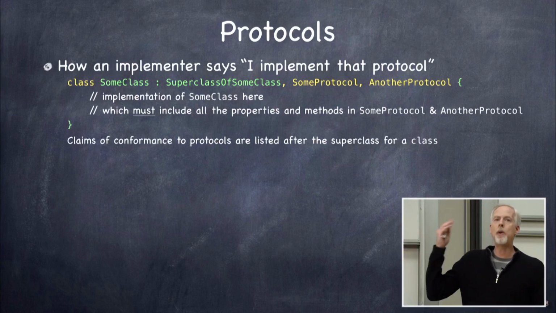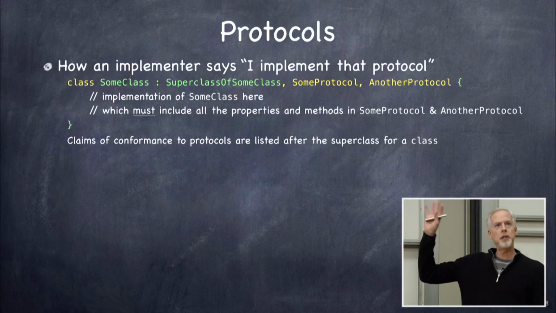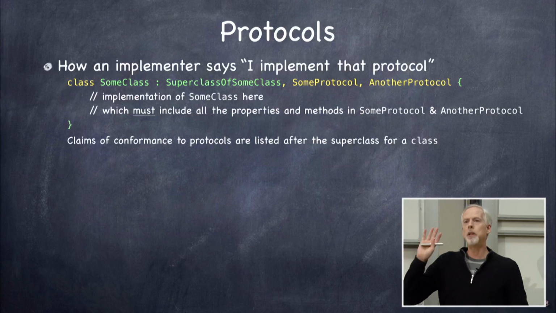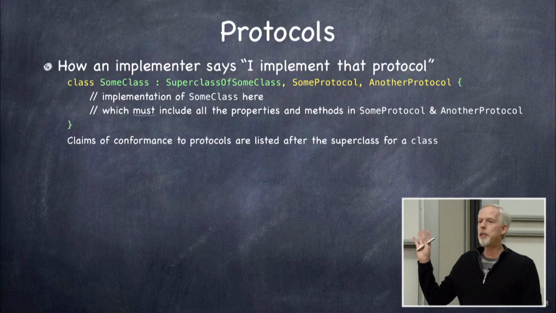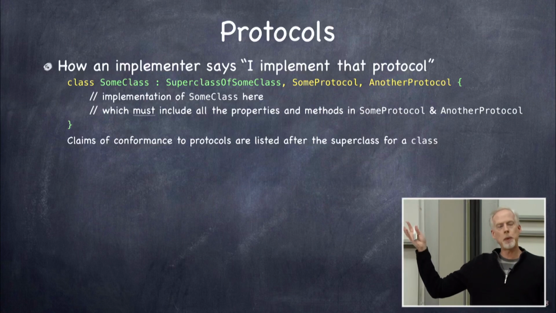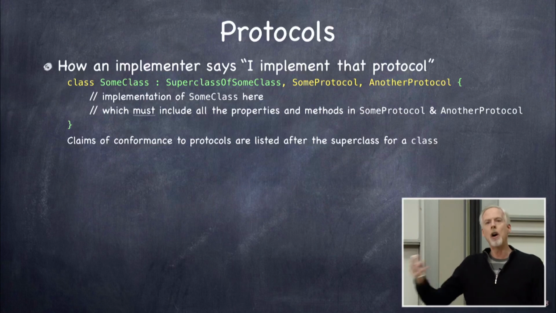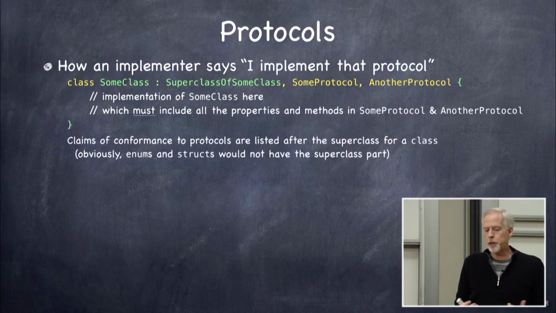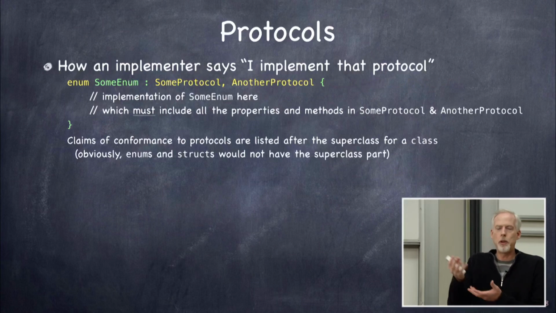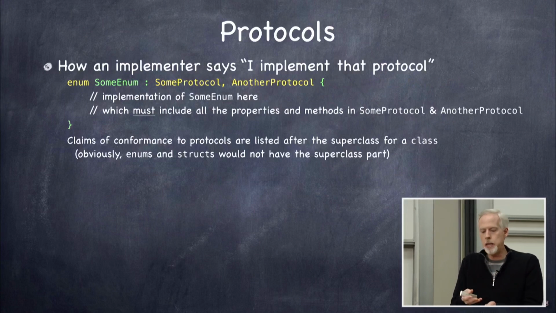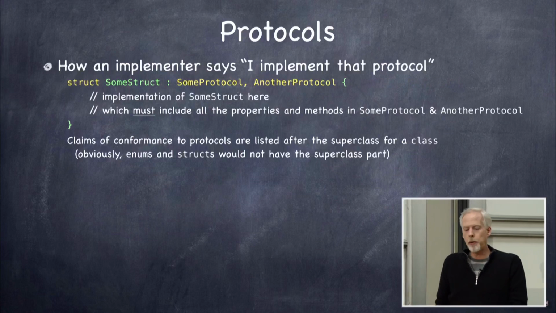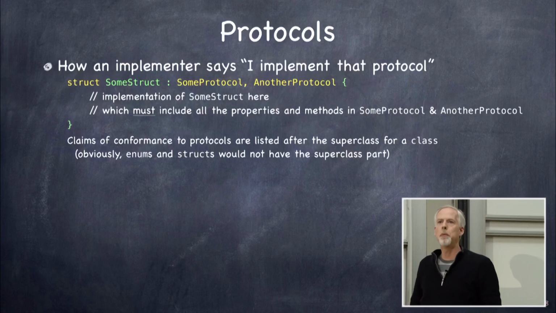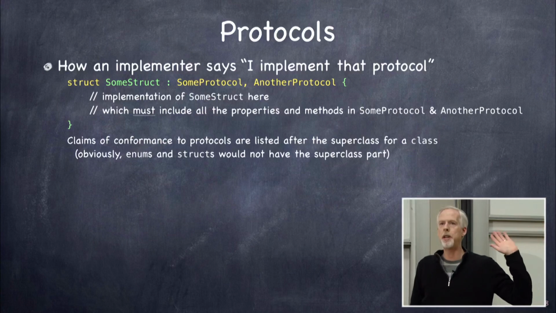Now let's look at how a class or a struct raises its hand and says, yes, I will implement this protocol. All it does in a class, after the superclass, is say comma, and then all the protocols you claim to implement. It's as simple as that. And of course, for a struct, there's no superclass, so you would just say enum or struct, whatever, colon, the protocols you implement. Okay, so that's how you claim. This is you raising your hand and saying, I implement that.